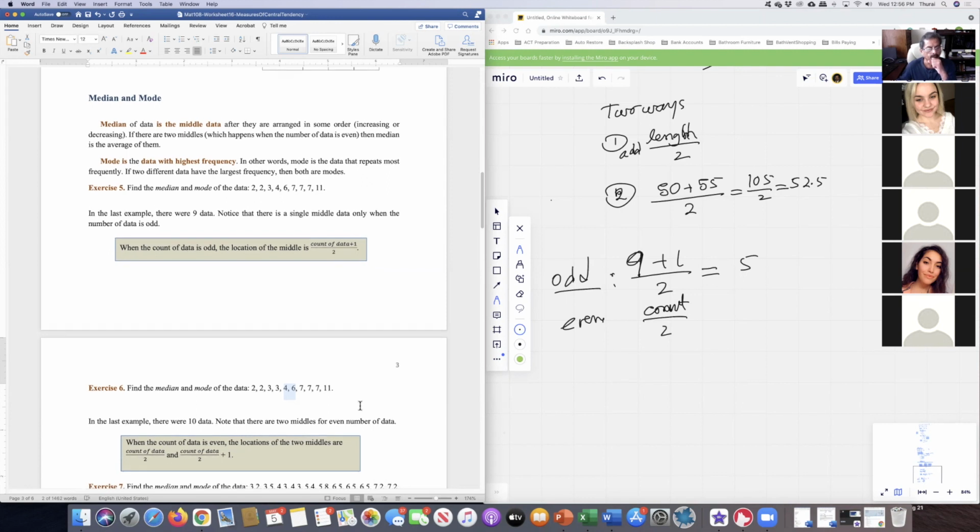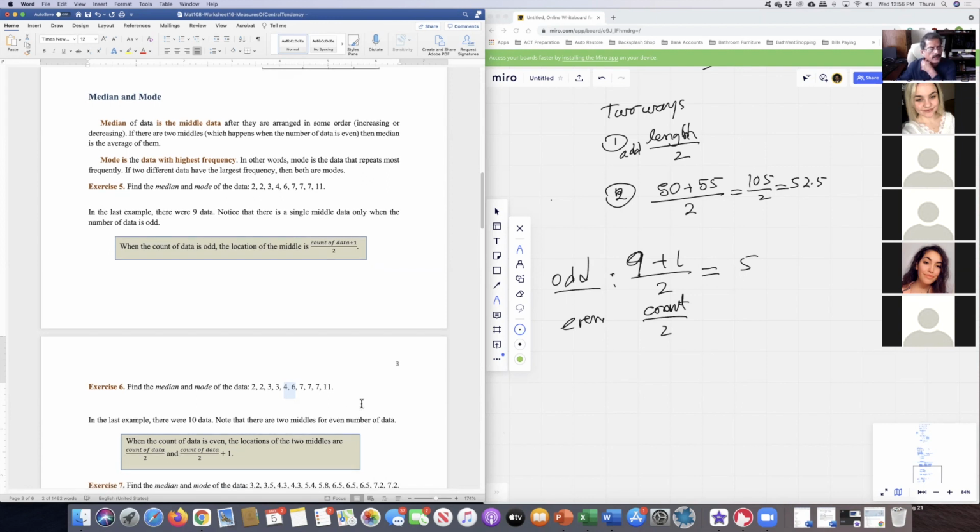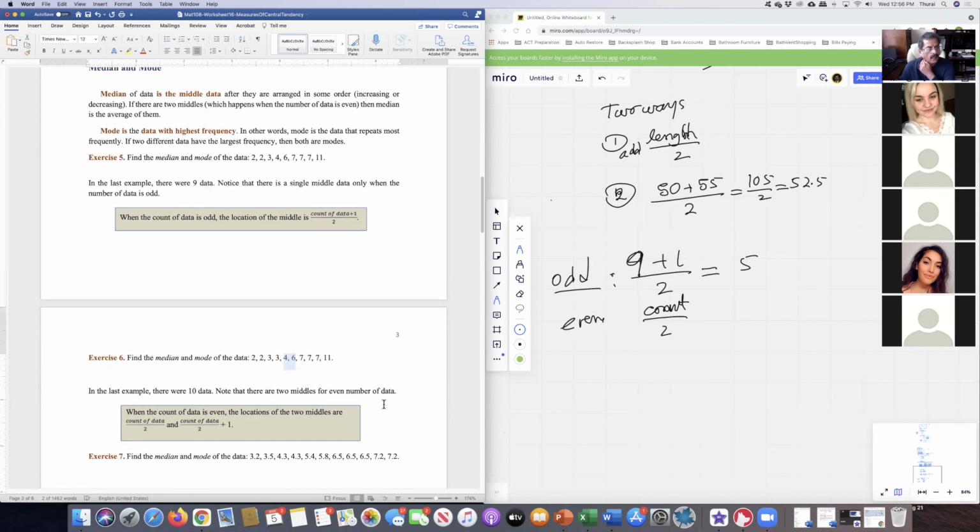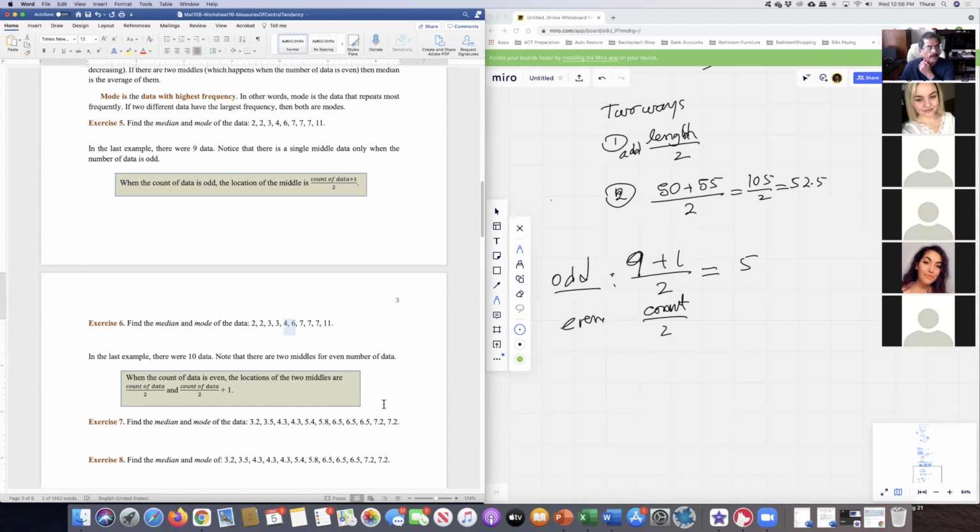And when you have 2 middles, you're supposed to average them. The median will be only one number. If there is an odd number of data, that median will be one number. It's in the middle. There'll be one middle. If there is an even number of data, there will be 2 middles, and you need to average them to get the median. The average of the 2 middles will be the median. So when it comes to median, there's only one median, and you have to find that. When it comes to mode, there can be more than one mode.